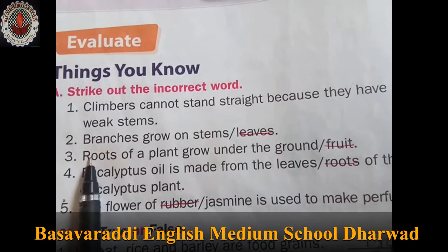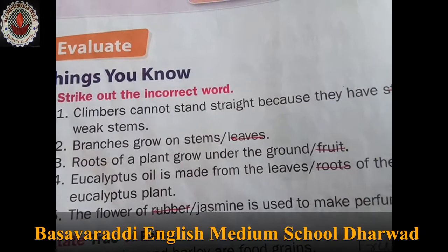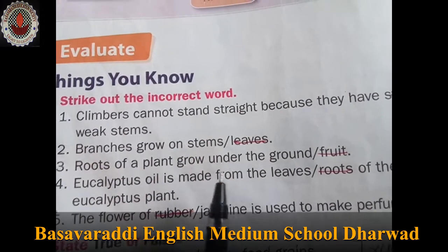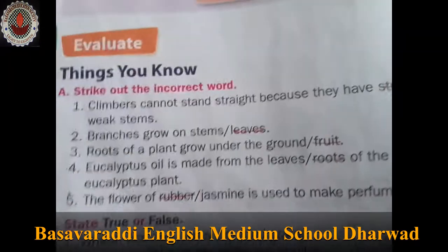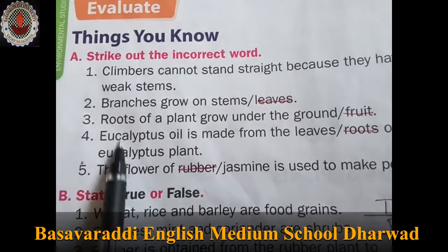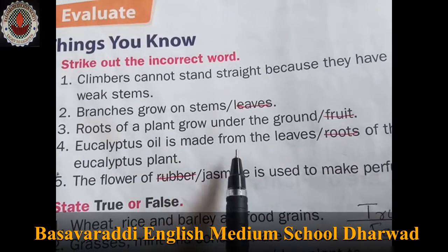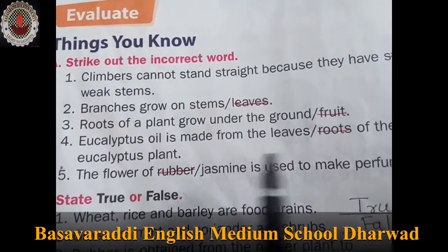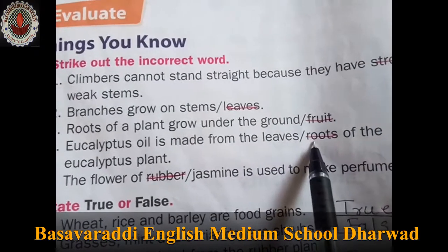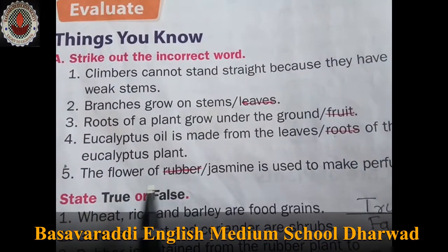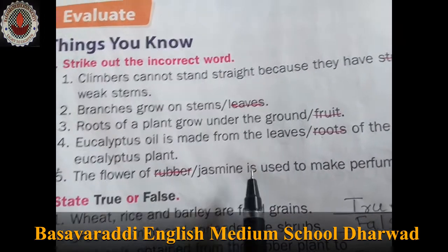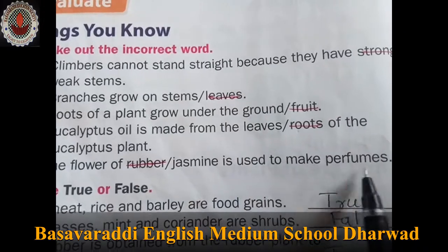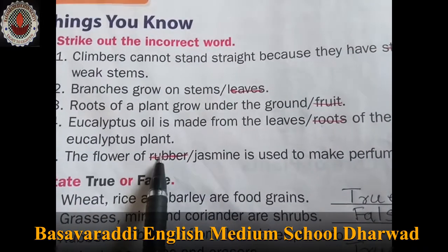Third one, roots of plants grow under the ground, not fruits. Eucalyptus oil is made from the leaves or roots of the eucalyptus plant. That is the leaves only. Roots is wrong. The flower of rubber or jasmine is used to make perfume. So jasmine is used to make perfume. So rubber is wrong.